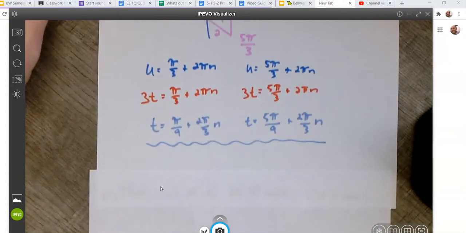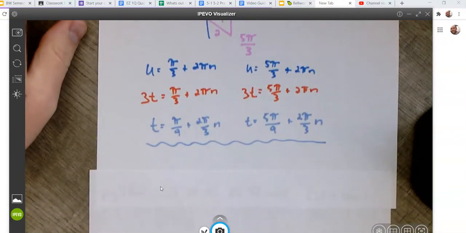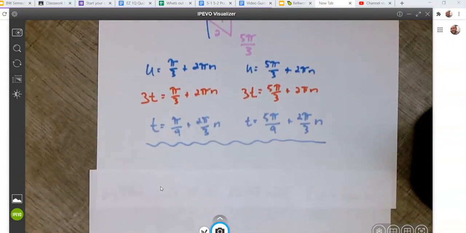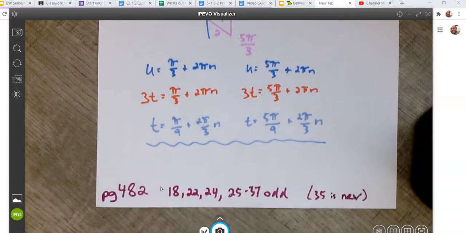Okay? That's 5-3-2. There's still one more topic I want to talk about, but not today. Okay, I want you guys to practice these. Here's your guys' stamp. 18, 22, 24. There's some evens in there. That's okay. You're going to have to be able to do them. Bring your questions with you to class. 25 through 37, odd. 35 is different. It's new, but based on what we talked about just now on these videos, you should be able to handle it. Okay? Moving on.